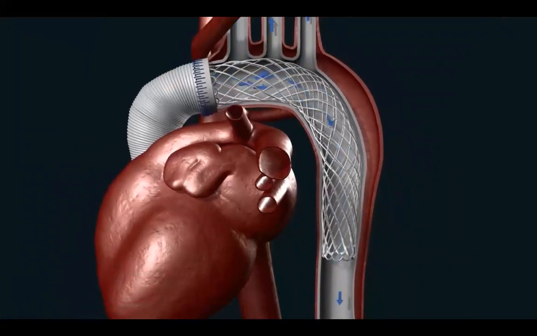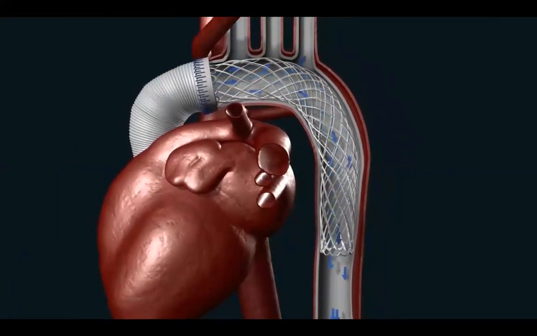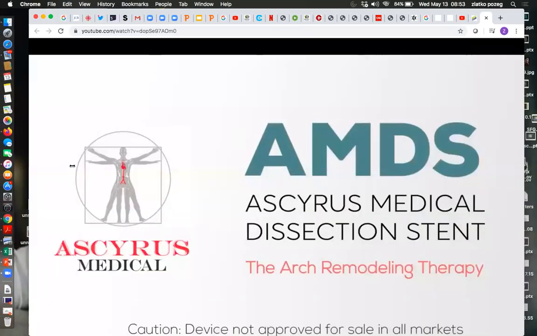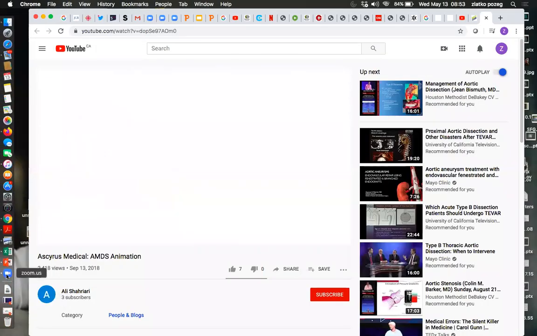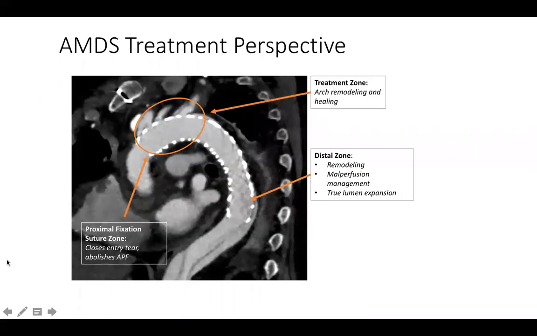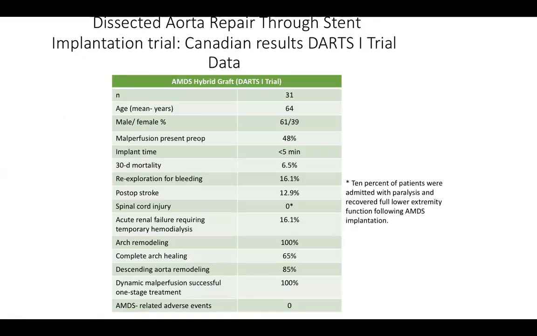And this is your end result with false lumen depressurization and positive aortic remodeling, and no arch growth, no arch aneurysm, no surgery down the road. And that's a CT representation of it. And as I said, there's a national or an international registry. Europe's getting involved, and there's 5 or 6 centers in Canada, and we're one of them.